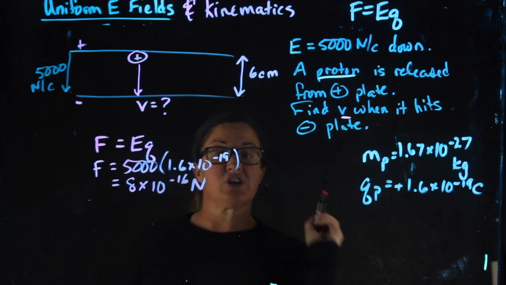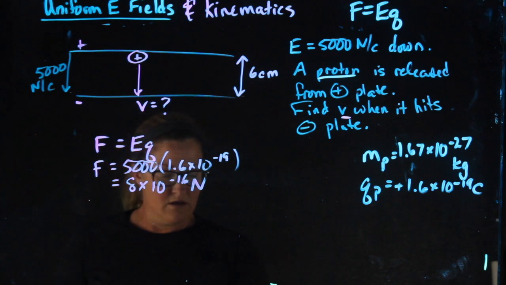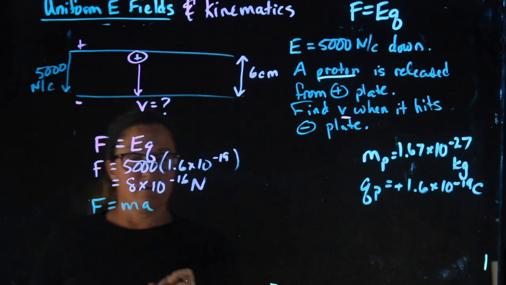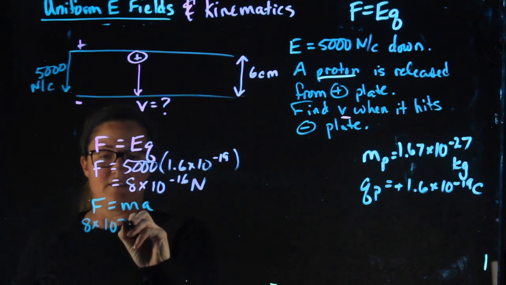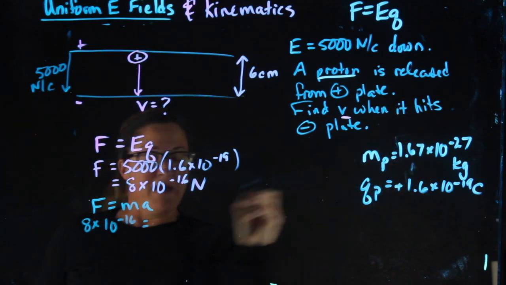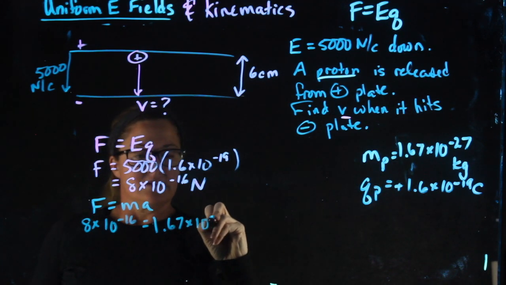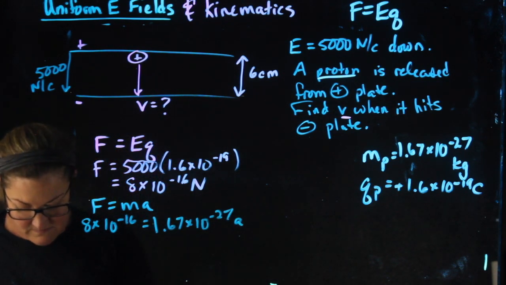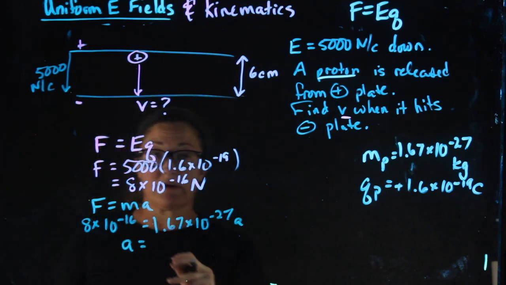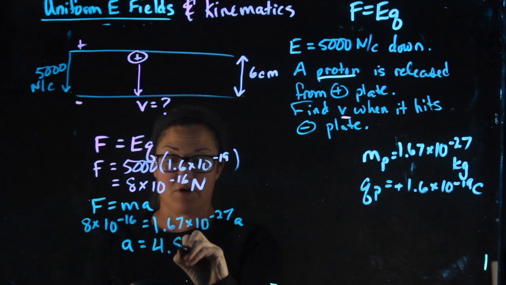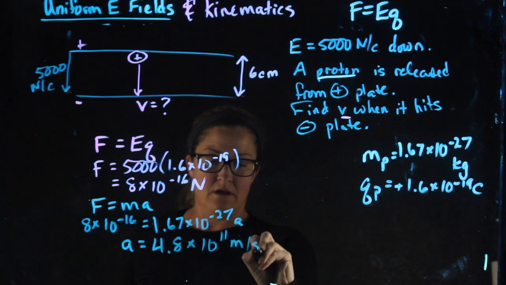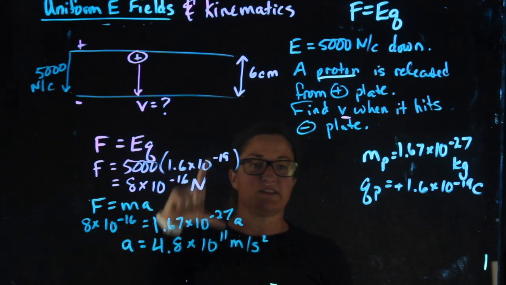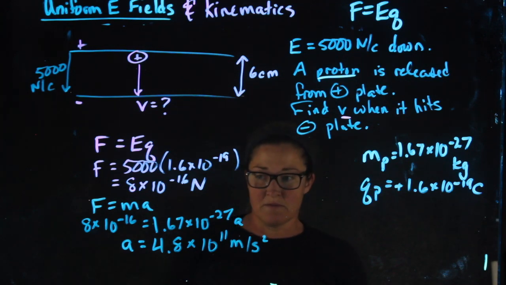I'm going to need to know the acceleration if I want to find V final. So I'm now going to do F equals ma to find the acceleration. My force is 8 times 10 to the negative 16th. That'll equal the mass of the proton times its acceleration. Giving me a really high acceleration, and that's pretty typical for these types of problems. I get 4.8 times 10 to the 11th meters per second squared. Electric fields are used to launch subatomic particles at really, really, really high velocities.